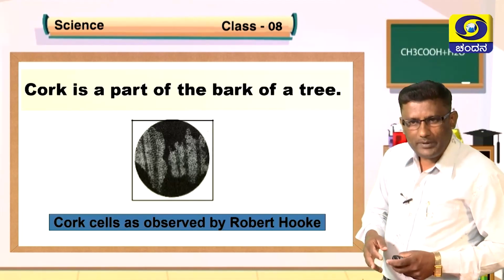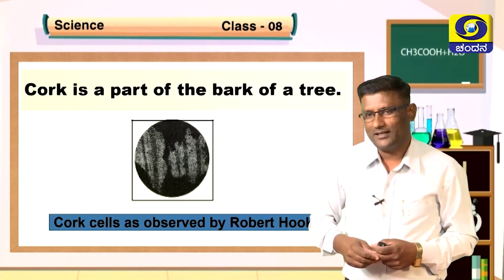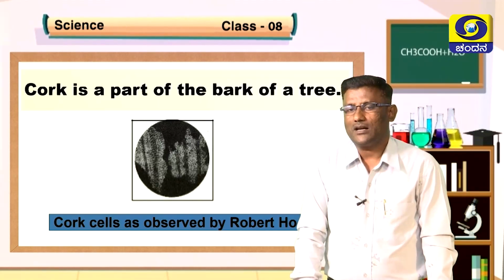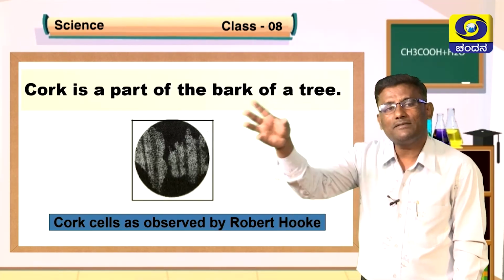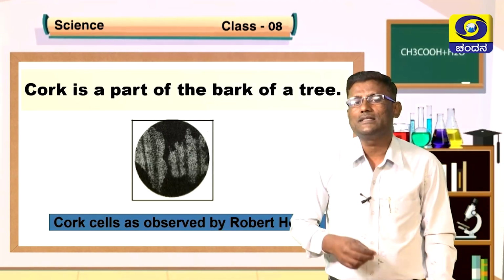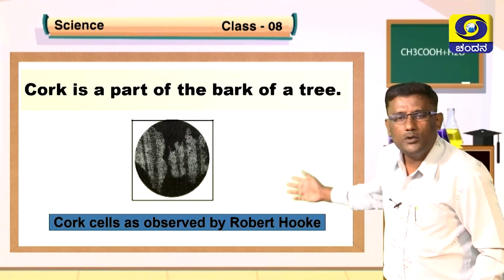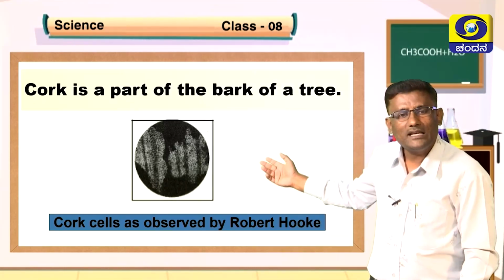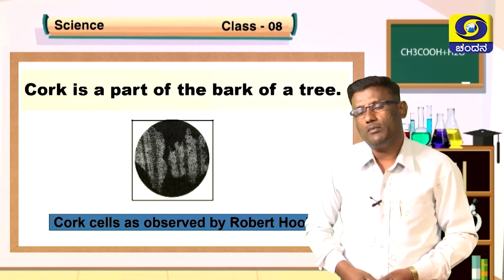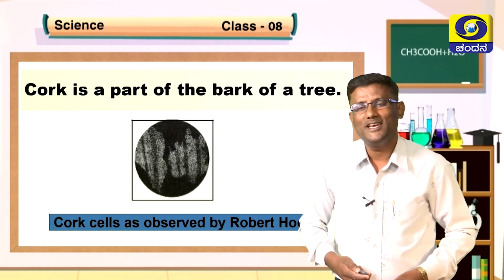Obviously there will be a question in your mind: what is cork? I told you that Robert Hooke observed a slice of cork. Cork is part of the bark of a tree. What you can observe here are the cork cells observed by Robert Hooke under the simple magnifying instrument known as the microscope.